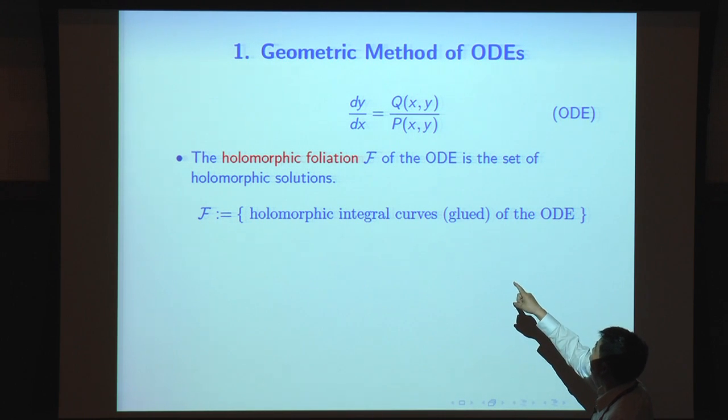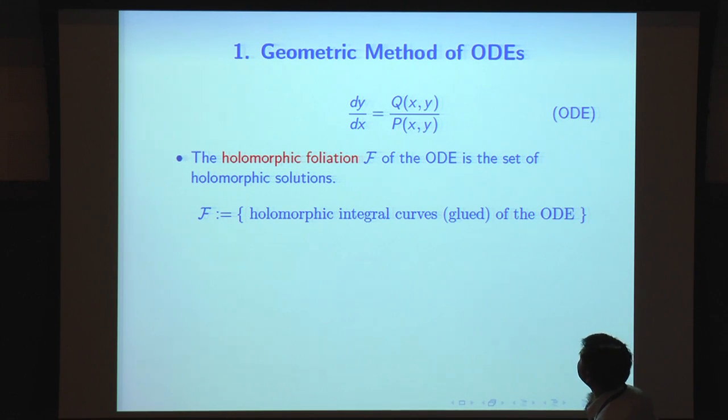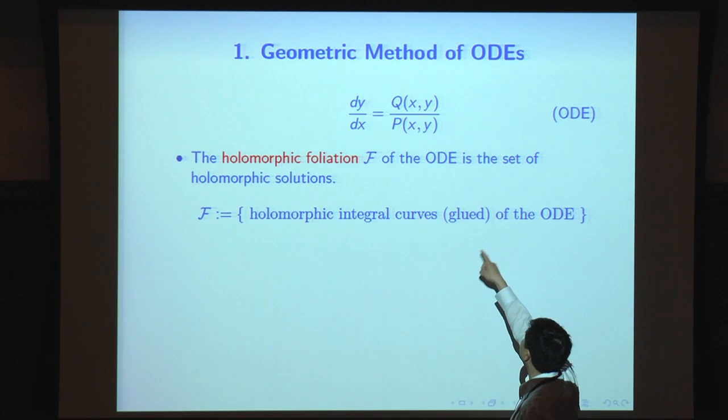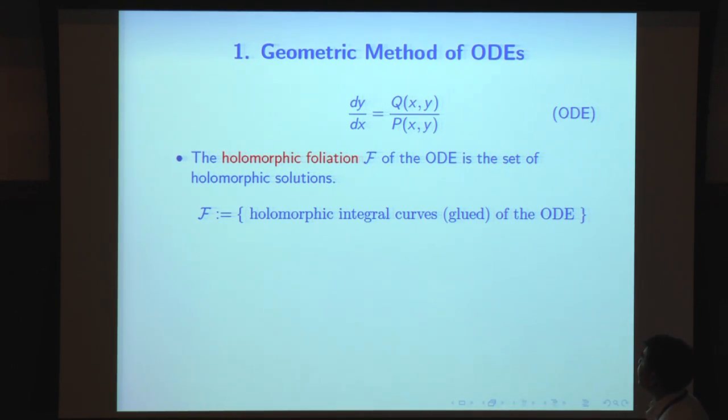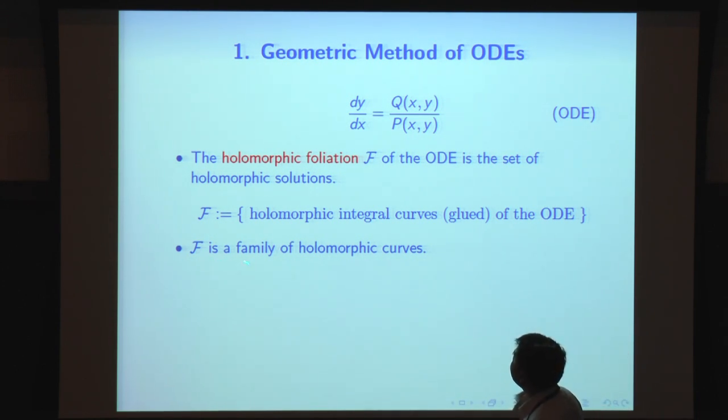For a holomorphic foliation, F is just the set of solutions of this ODE. We can glue together the solutions. If they are local curves, you can glue them if they are the same on the common set. This means gluing the solutions. This is called the holomorphic foliation of the equation. Here F is a family of holomorphic curves.